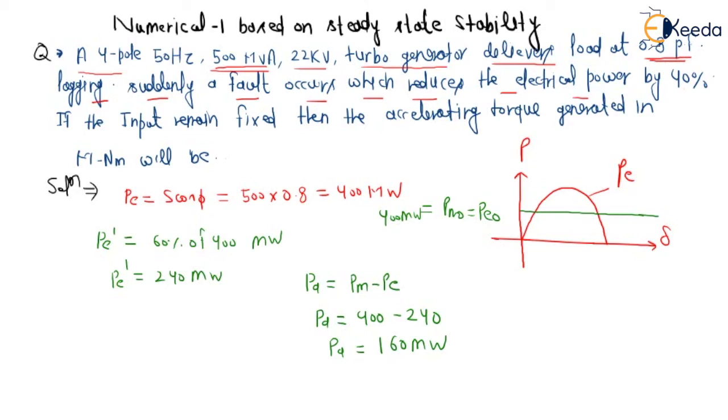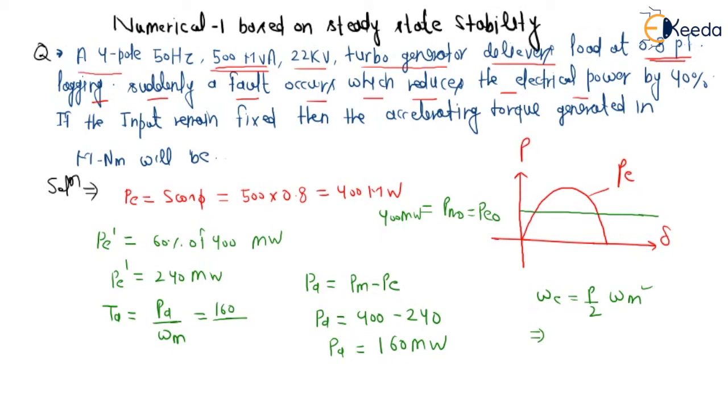So it has been asked for the accelerating torque. If we are talking about the accelerating torque, we know that the value of TA will be equal to PA by omega m basically. So now we write 160 megawatt upon omega m. We know that omega E is equal to P by 2 times omega m, omega electrical is equal to P by 2 omega m.